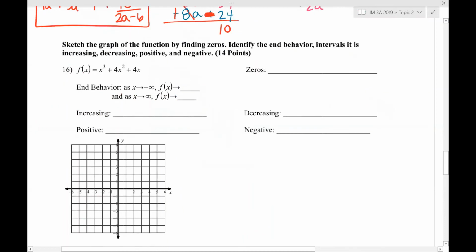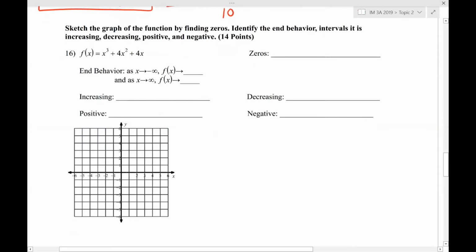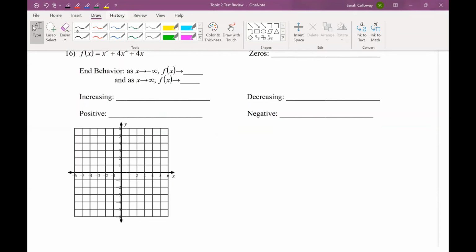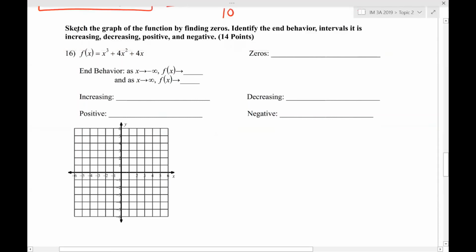For number 16, we are asked to sketch the graph of the function by finding zeros, identify the end behavior, and the intervals where it is increasing, decreasing, positive, and negative. So for this one, we're going to kind of estimate those values for the increasing, decreasing based on where we decide our maximum and minimum are going to be.